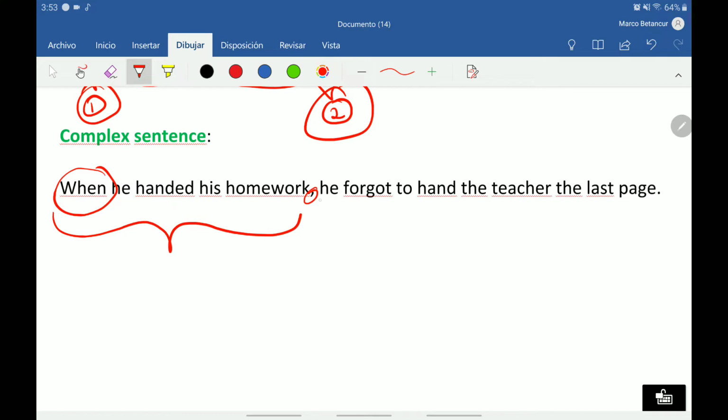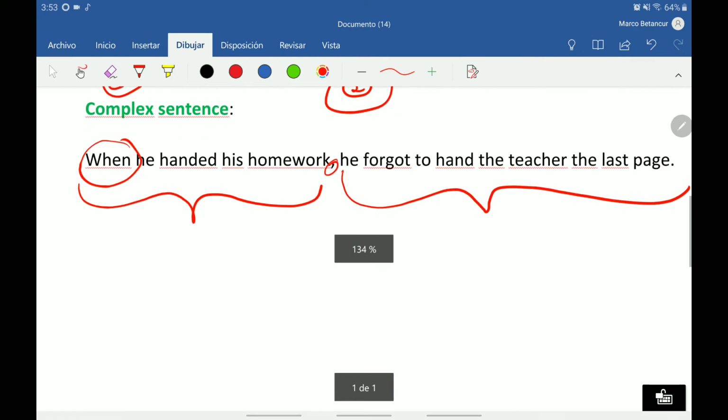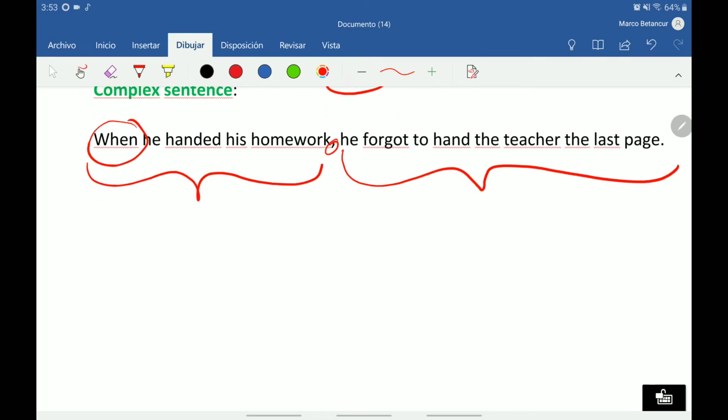So, as we can see, we have the two clauses here. We have one that makes sense and one that doesn't, that we're going to call subordinate and main clause. Now, how do we know a clause is subordinate? Remember that it will not make sense, right?